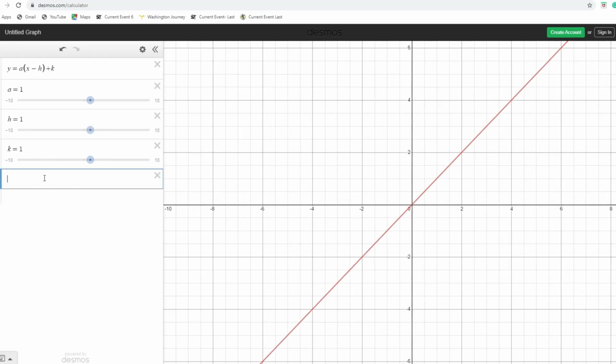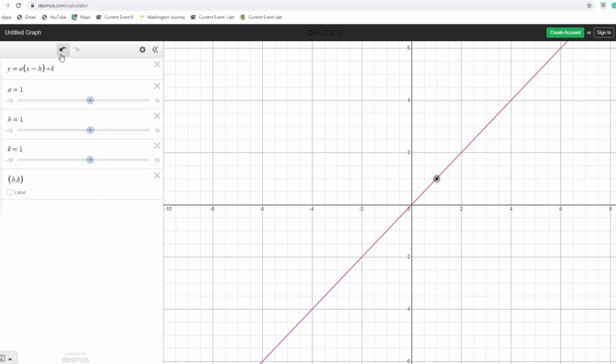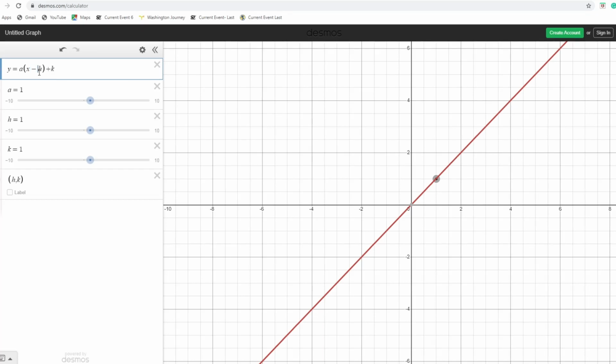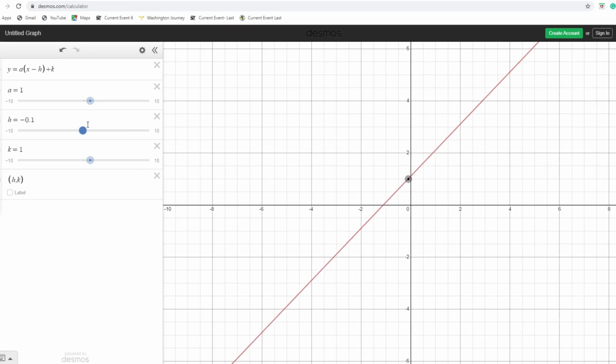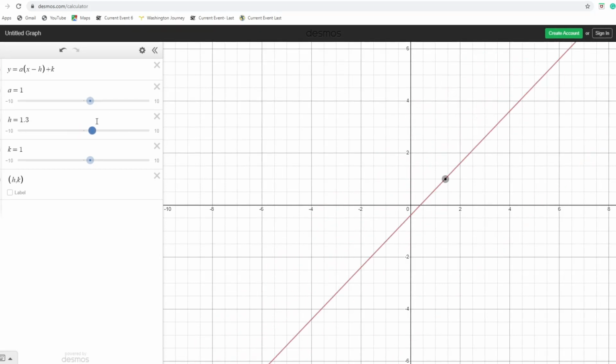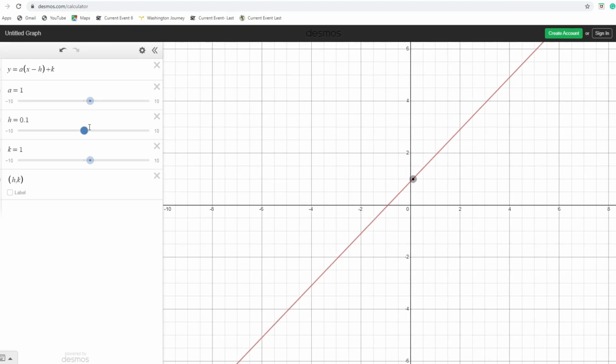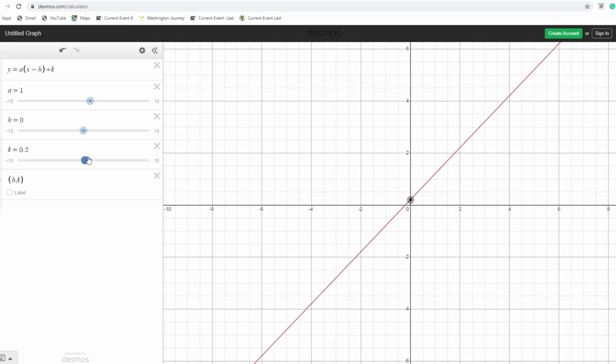So HK, the point HK represents a point on the graph. And the way you graph a modified point slope form is you find HK, and it already gives you negatives. So if this is x plus 4, if h was like negative, then negatives will cancel out and it should be h plus 4. And h moves the graph left and right, and we have k that moves the graph up or down.